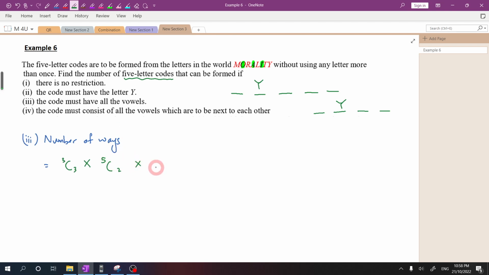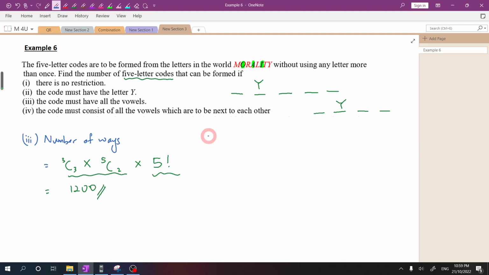Now I start to consider the arrangement. Since I have 5 letters, I want to form a 5-letter code, and all of them are different letters, so it will be very easy. 5 factorial. Okay, press the calculator. The answer is 1200. This will give us how many groups. And in every group, we have 5 factorial arrangements. So we take this times this. You will get the answer 1200.